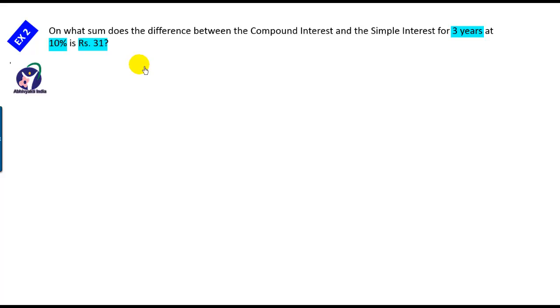So here the given things are: rate is 10% and time is equal to 3 years. We do not know the principal amount, so first we will assume the principal amount. Now here you see there is a trick in assuming the principal amount. Since the rate is 10% and the time is 3 years, so take 10 to the power 3, that is equal to 1000, and therefore let P be equal to 1000.